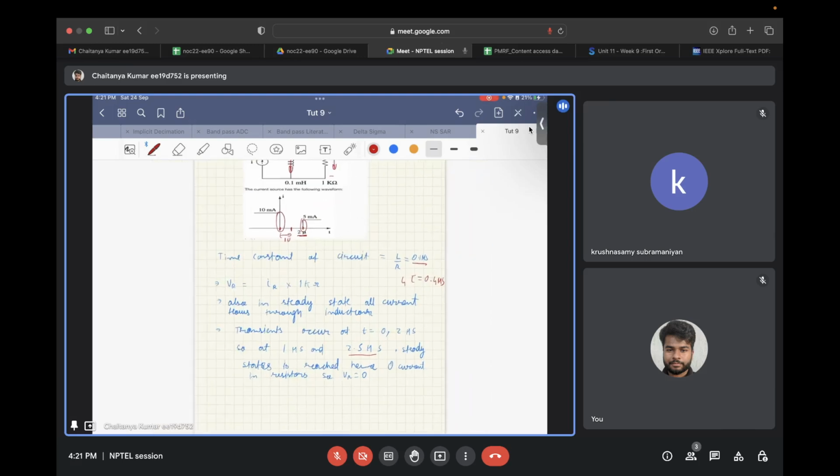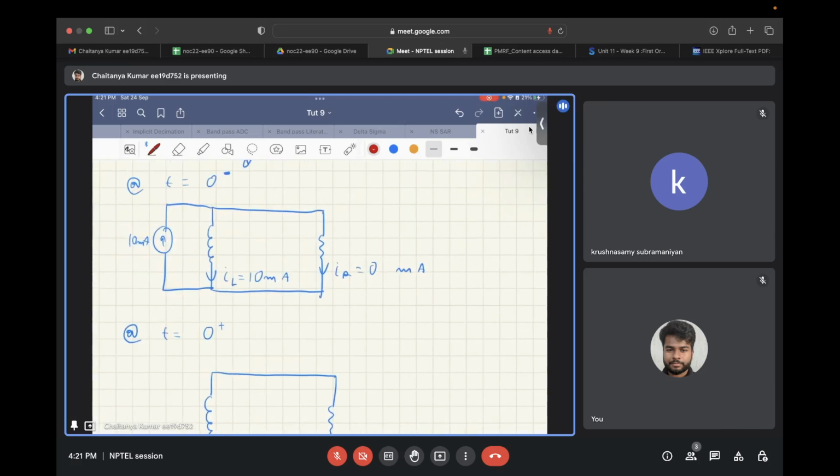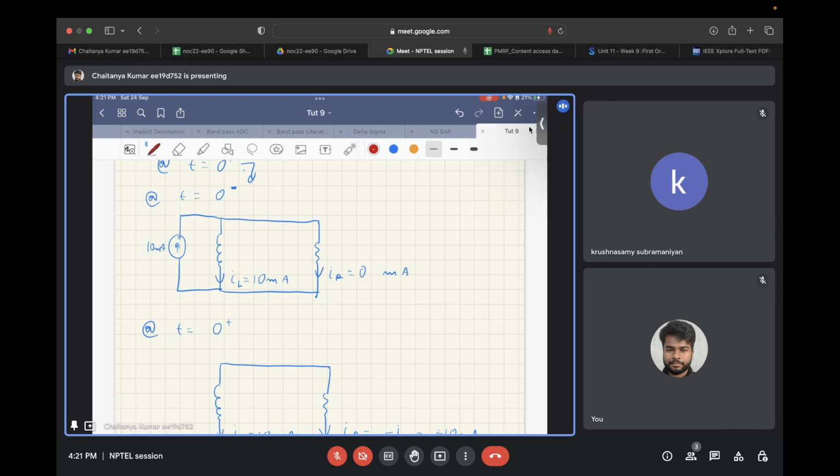Now let's see what happens at t equal to 0 plus. Just before the transient occurs, that is at t equal to 0 minus, this is what the circuit looks like. A DC current of 10 milliamps is flowing into the circuit. Since the transient has not occurred till now, all the current will flow through the inductor only, and the current across this resistor is 0, and the current through this inductor is 10 milliamps.